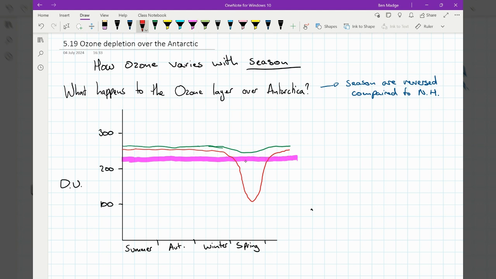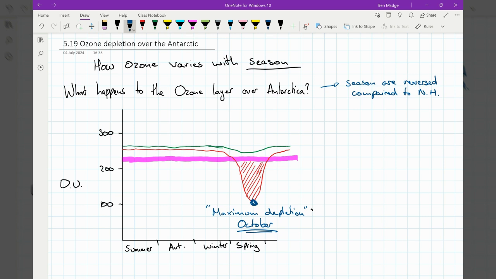So for this time period, in early spring, mid-spring of Antarctica, there's an ozone hole developing over Antarctica, letting in a lot more UVB, and the worst periods or the maximum depletion occurs in October each year. So you'll often see October being the time when it's worst.